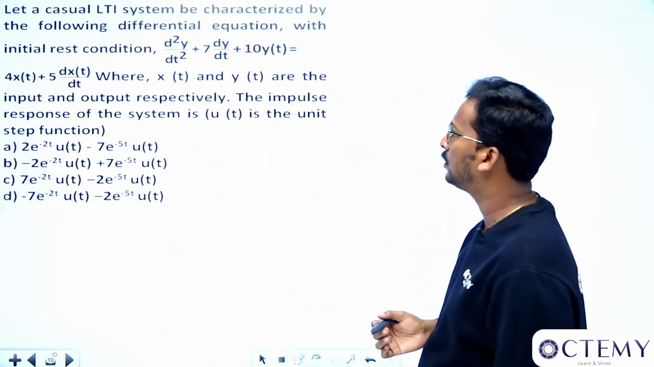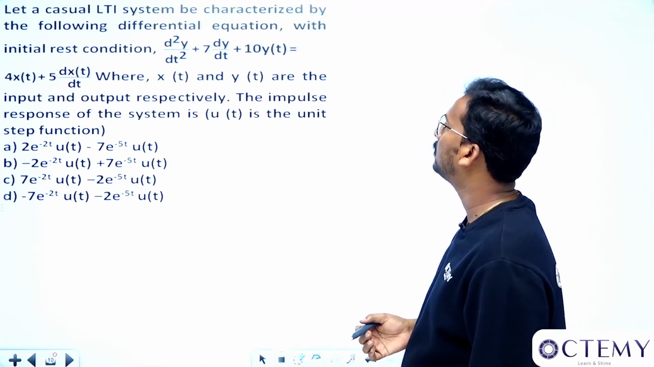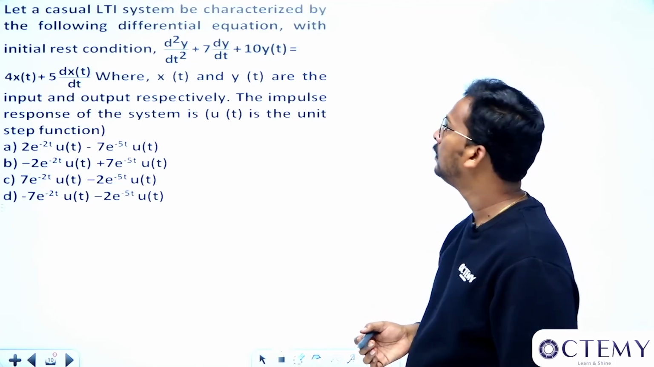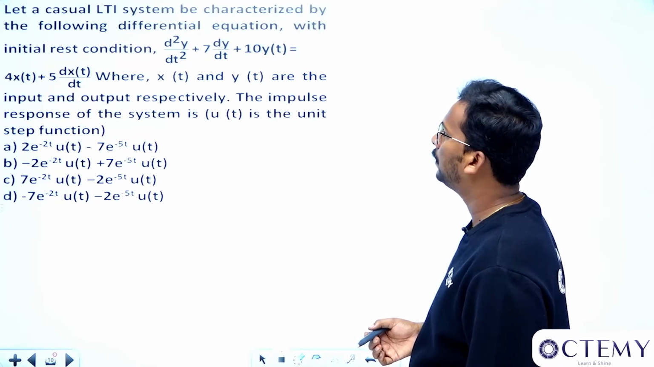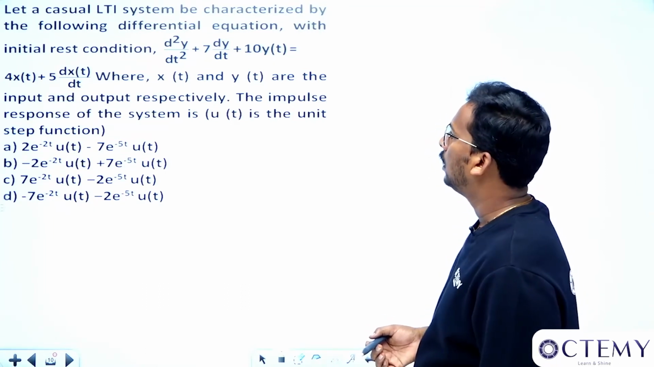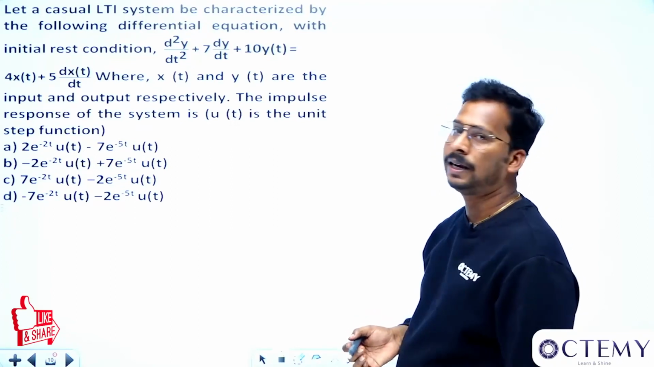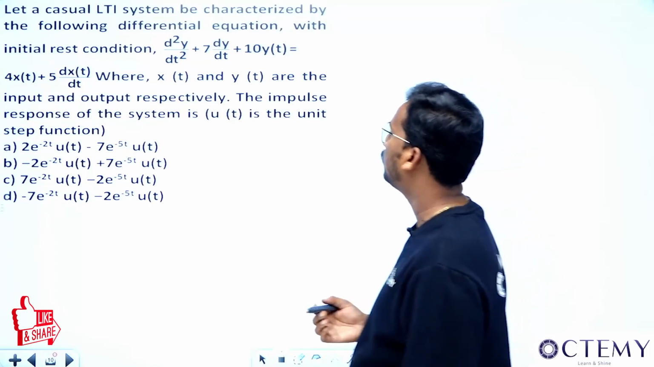The next question also is a similar question. It says let an LTI system be characterized by the following differential equation with initial conditions rest, with this particular input and output. The impulse response of the system is u(t) step. Okay. So he is just asking you the transfer function in time domain, sir. Right? He is asking you to find the transfer function and the Laplace inverse of it. That is what the impulse response is.